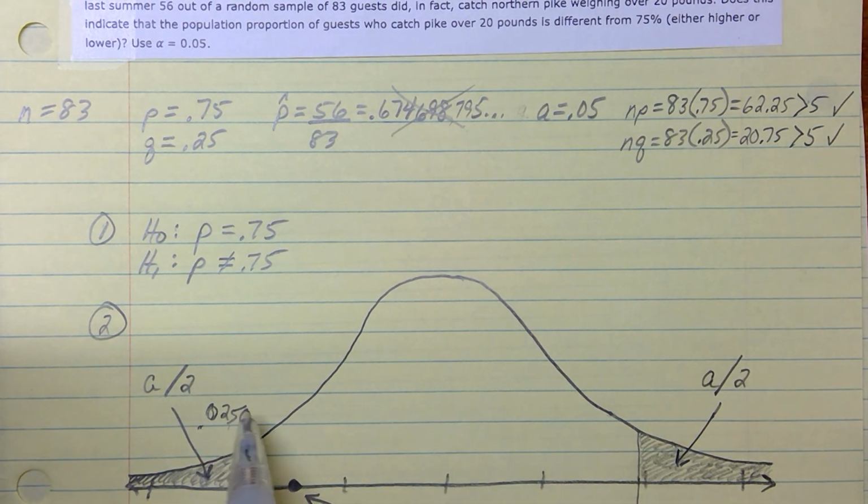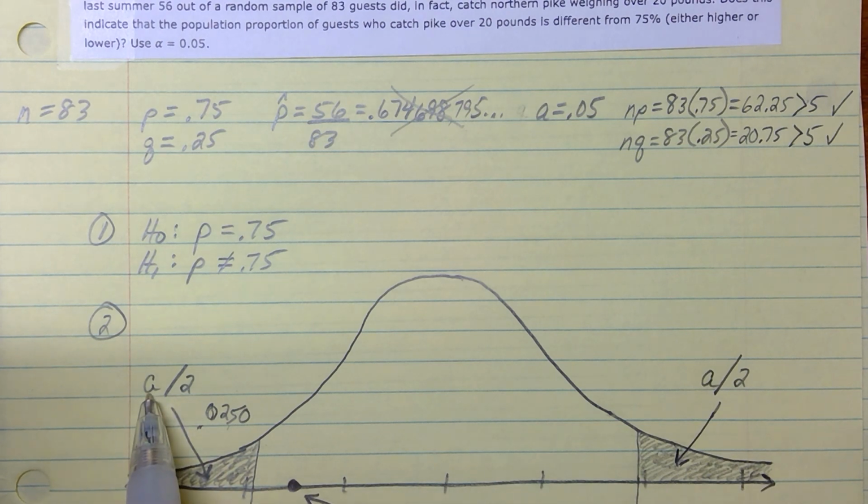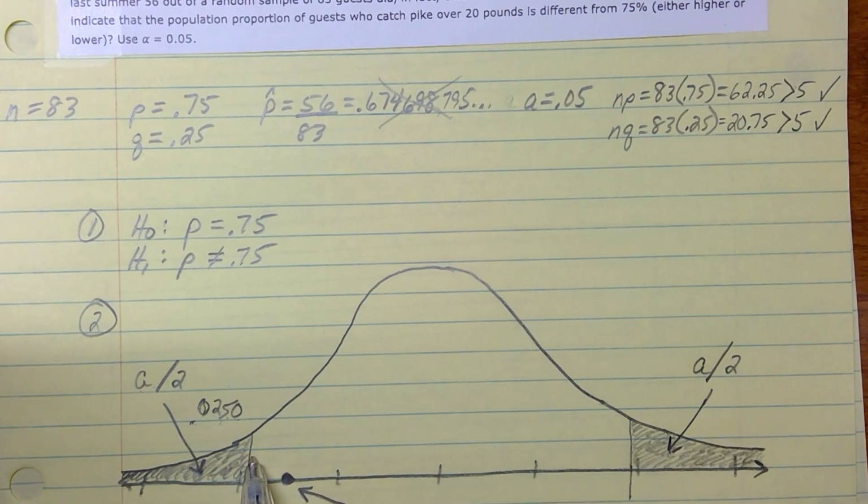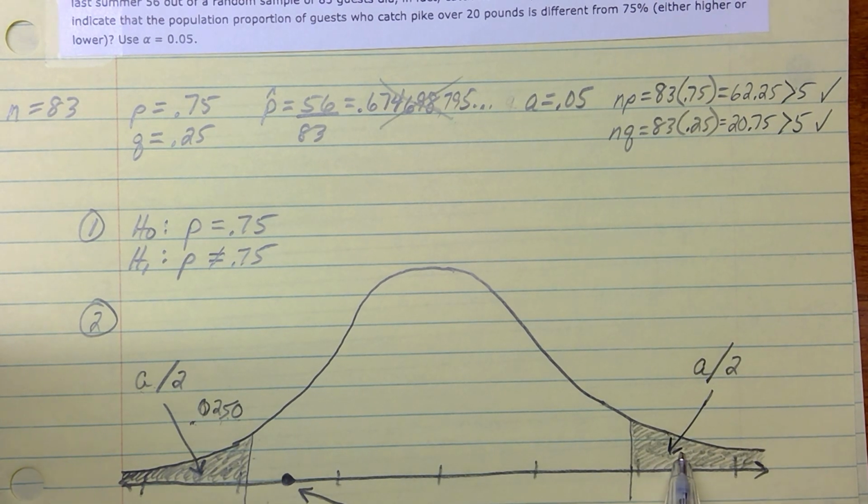0.0250. Yeah, that's terrible handwriting. But 0.05 divided by 2 is 2.5%, 0.025. And then I just put a 0 on there because it's easier to find in the table. So what I'm looking for is a Z number here and a Z number here that'll give me 2.5% on the left and 2.5% on the right.